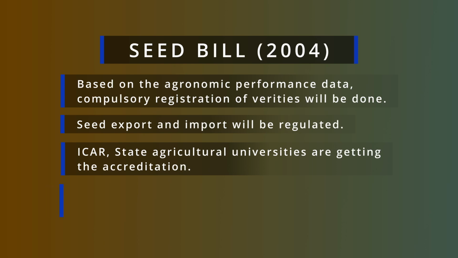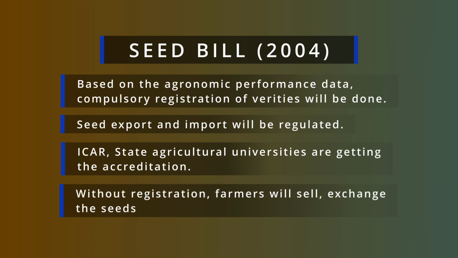But at the same time, there is a relaxation for the agricultural farmers, that they may not register themselves to exchange their seed. So they can purchase and sell their seed in the market without any registration or without any control.